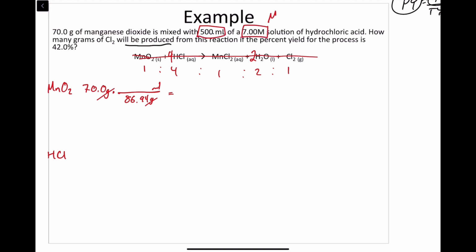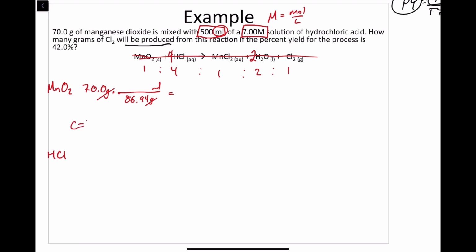Now remember that this big M represents mole per liter. So I like to expand that back out so I can cancel out my units. And this mL just won't work for us because molarity is in liters. So we're going to have to convert that 500 mL into liters, which is going to be 0.5.